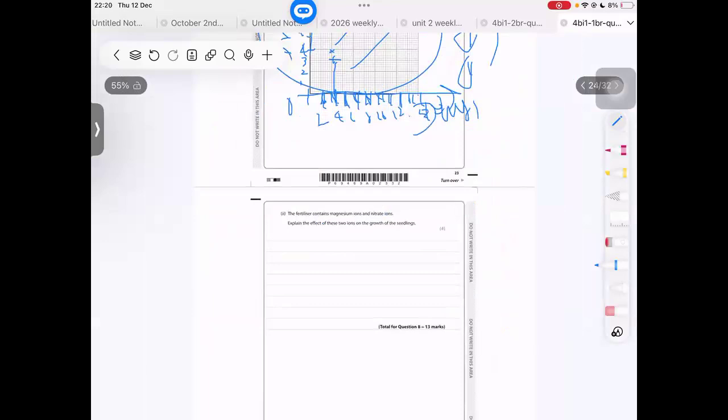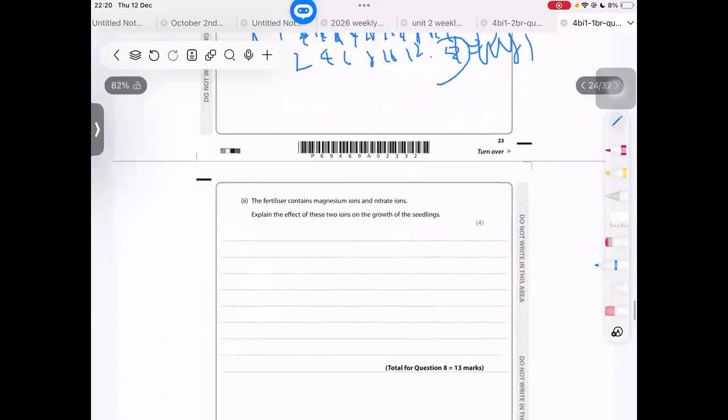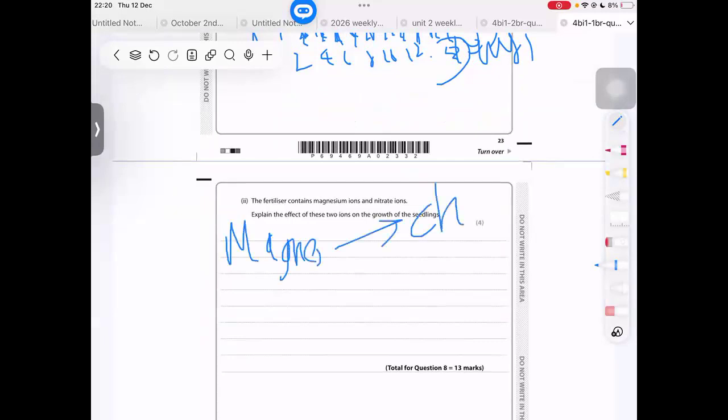Right. Then the next one: the fertilizer contains magnesium ions and nitrate ions. Explain the effect of these 2 ions on the growth of seedlings. Okay, so yesterday we also learned in plant nutrition, they need magnesium ions and nitrate ions. Why do they need magnesium ions? To make chlorophyll.